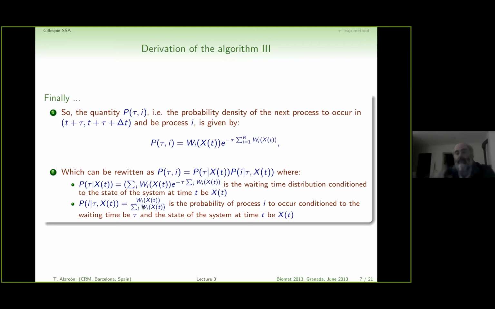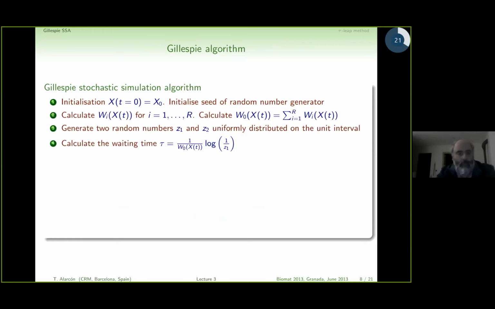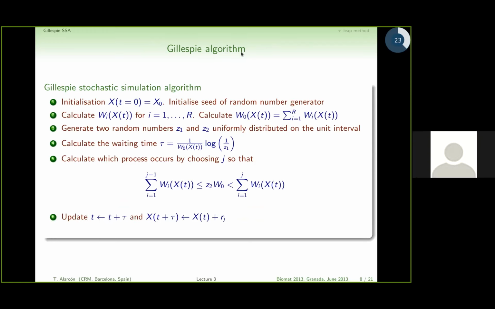So for example, in the case of the birth and death process, if the probability of birth is 99 and the probability of death is 1, you are going to have a 99% probability of choosing birth and a 1% probability of choosing death. And that's basically it. It's very simple. So I will now go through the algorithm.